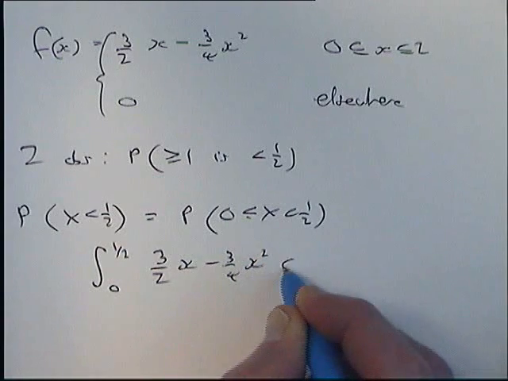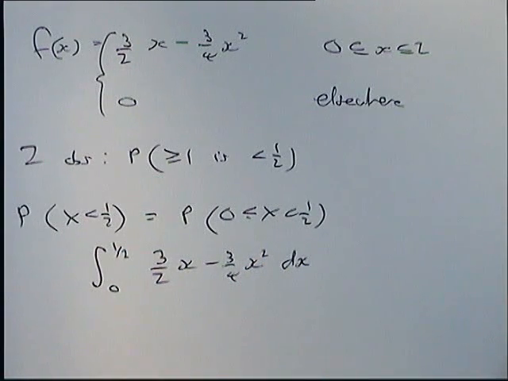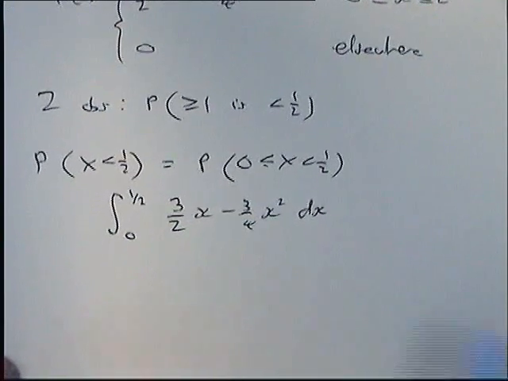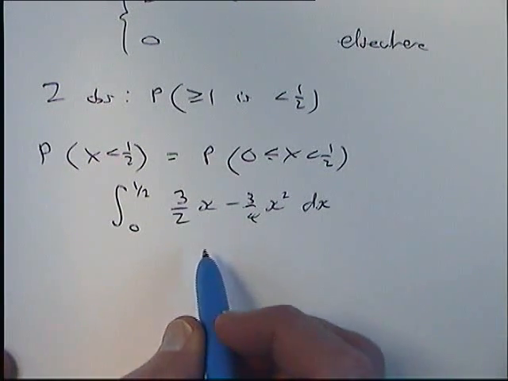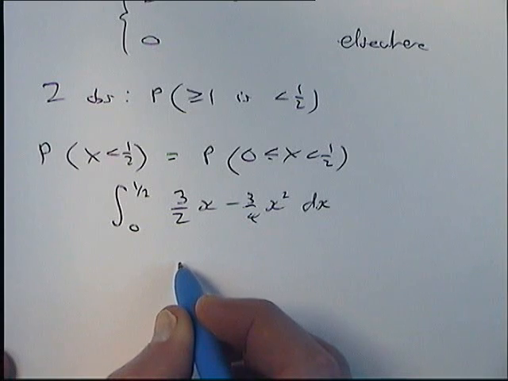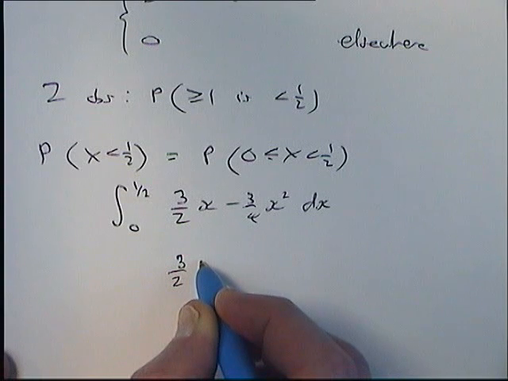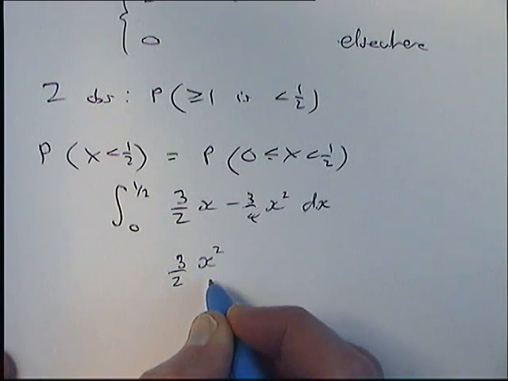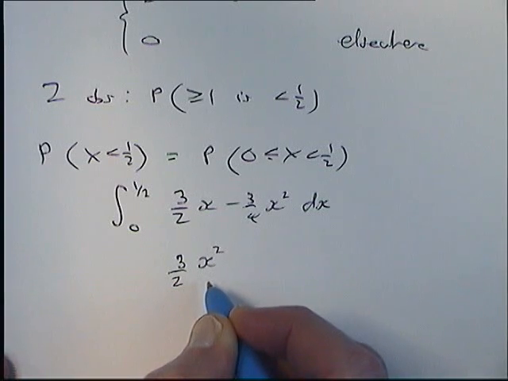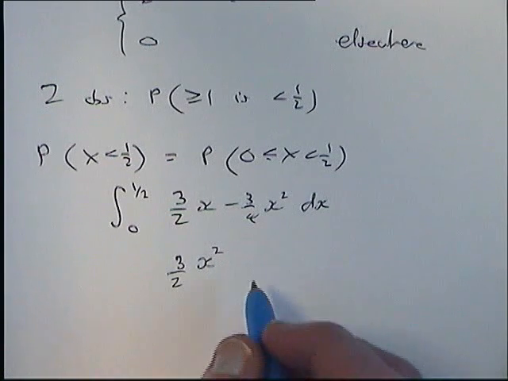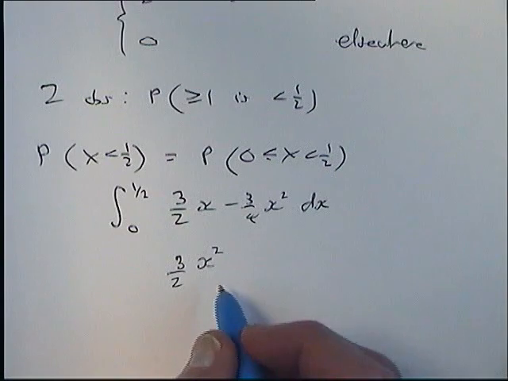Rory, would you like to nominate somebody to do the integration? Angus, without using a calculator, can you integrate these bits for me, please? That's 3 over 2 x squared. I've added 1 to the power. Everything you've done so far is correct. What else do I need to do now? Yeah, divide by that new power.